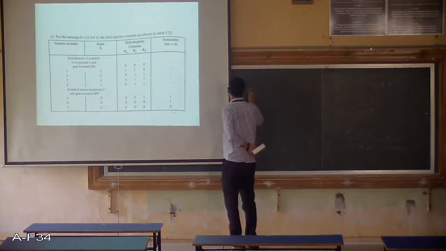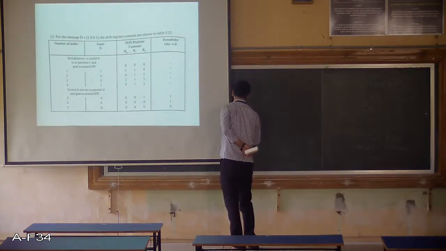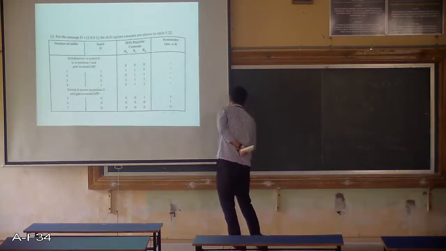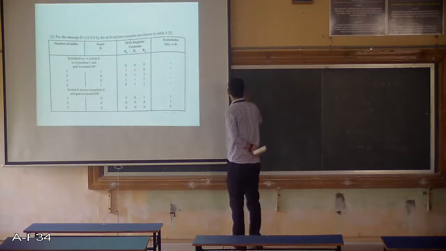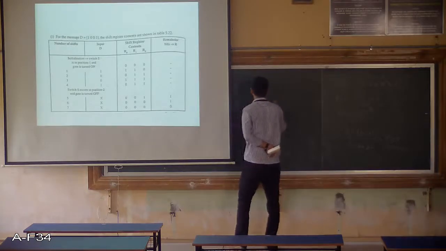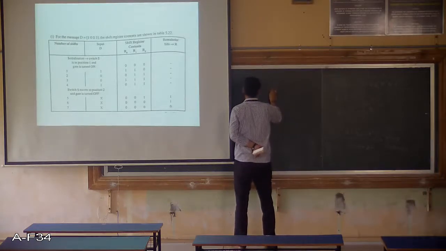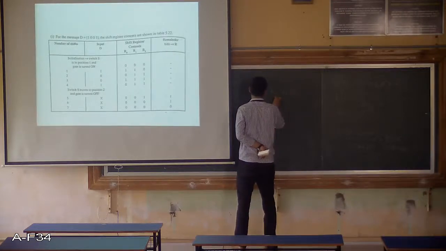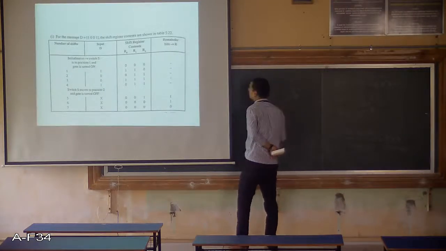The input D is 1, 0, 0, 1. We'll deal with switch position 2 at the last. When it is at switch 1, initially I will have R0, R1 and R2 as 0, 0, 0.